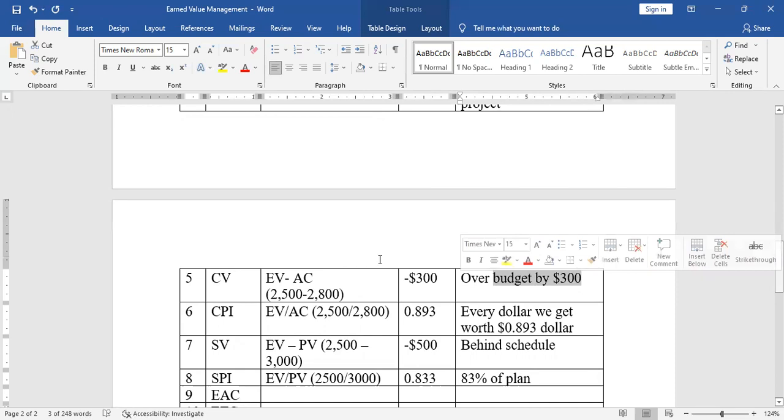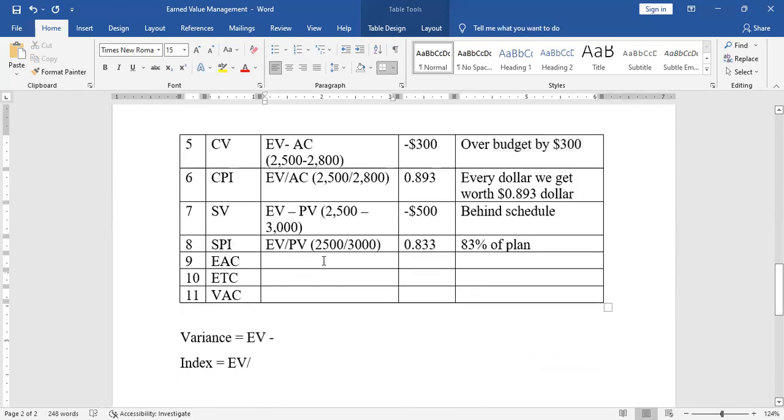So EAC is calculated as BAC over CPI. The BAC is 4,000, which is budget at completion, and CPI we found here. It is 0.893.